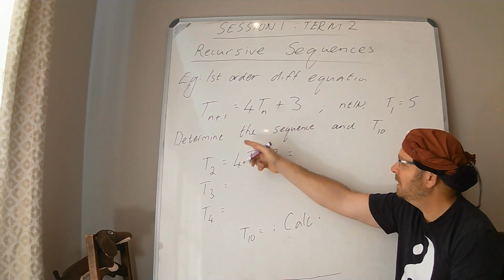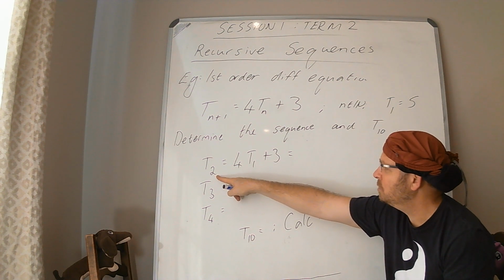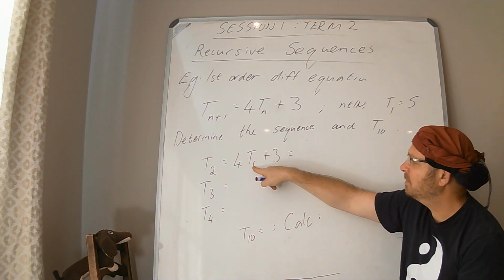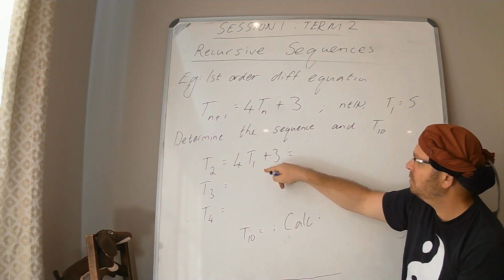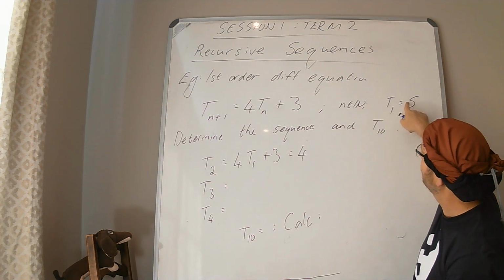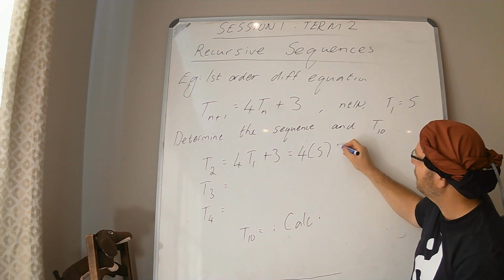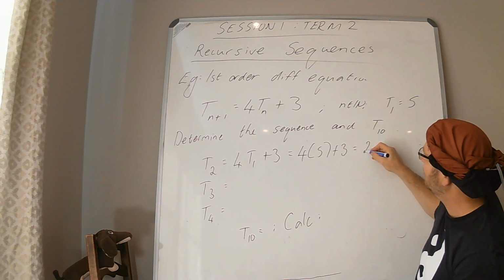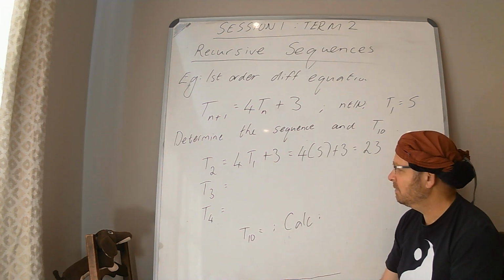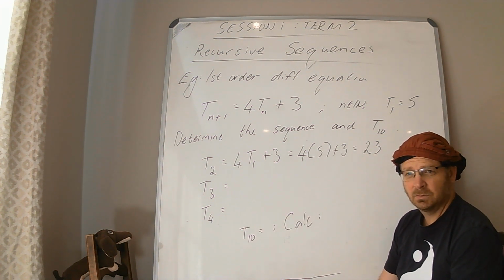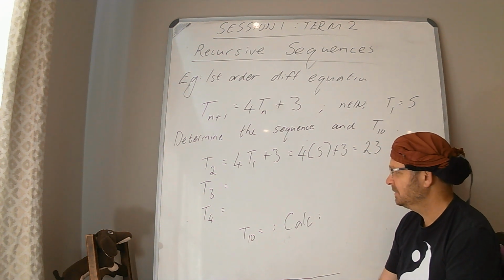From this formula, it's apparent that term 2 would be equal to 4 times the term before, which is term 1, plus 3. So term 2 would be equal to 4 times, what's term 1? It's 5, plus 3, which is equal to 23. Now go find term 3 and term 4. Give it a go. Press pause and do that.